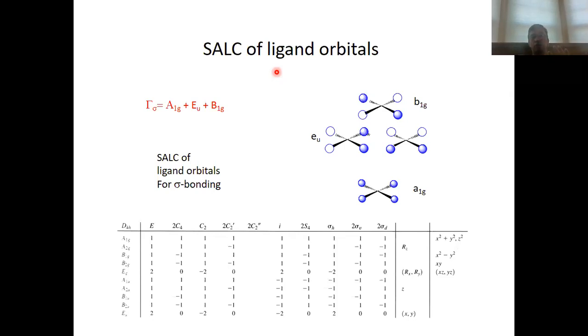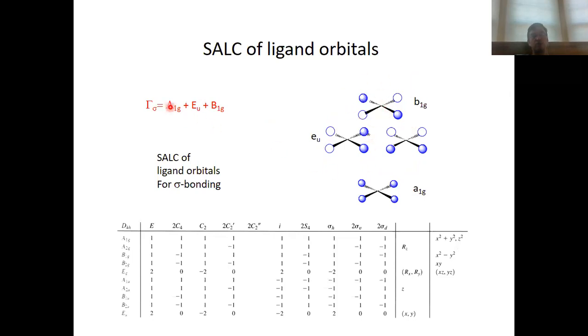So I'm not going into the explicit calculations here. I'm just presenting you the outcome. So the outcome is that we have one ligand group orbital that has A1g symmetry, 2 ligand group orbitals that have Eu symmetry, and one more ligand group orbital which has B1g symmetry. So these ligand group orbitals are depicted here.